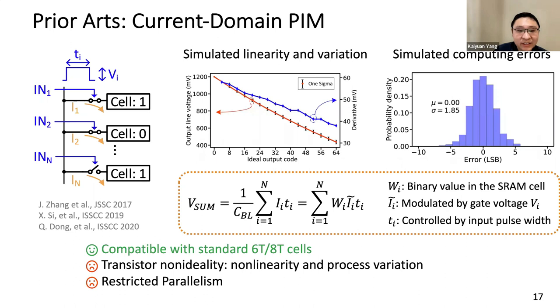And also, to use this type of current domain PIM, usually you have to limit the number of rows that you can turn on simultaneously. If you turn on too many, there will be more severe linearity and variation issues. So this will ultimately limit the M we saw in the previous slide, and this limits the overall energy efficiency gains you get from processing in memory.